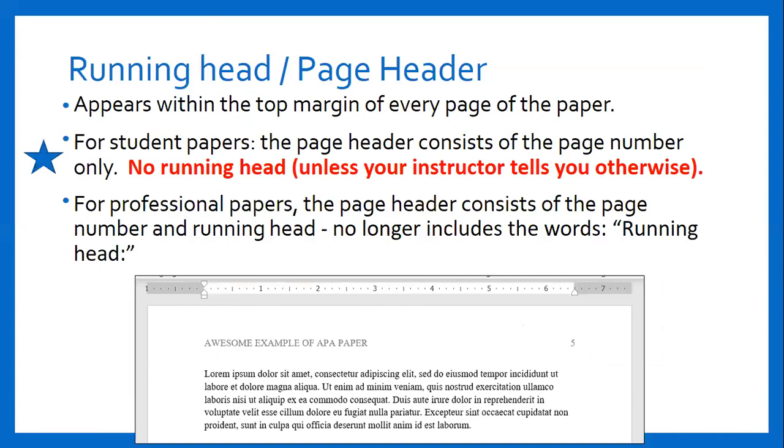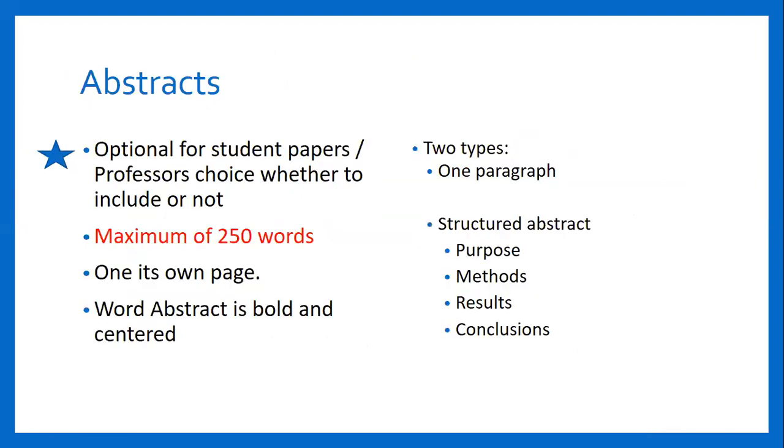The running head appears on the top, within the top margin of every page of the paper, but student papers are not required anymore to have a running head unless the instructor tells you otherwise. You no longer put the word running head. The running head is required, however, for professional papers. So the page header would consist of the running head and the page number, but not the words running head like it used to. But it's optional for students, and unless a professor requires it, you don't have to.